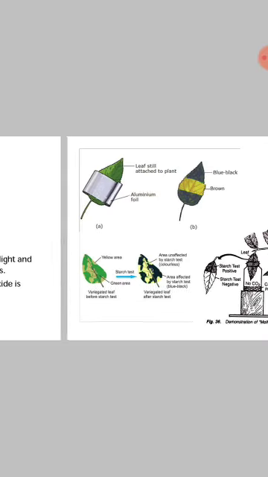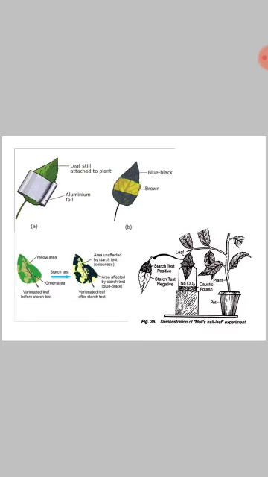Now we are going to see some diagrams. In the first diagram we can see that a green leaf is covered by aluminum foil. If we allow this leaf to photosynthesize, and after some time remove the aluminum foil and make a starch test on the leaf, we can see that the area that was not covered by the aluminum foil responds in the starch test, and the area that was covered cannot respond.